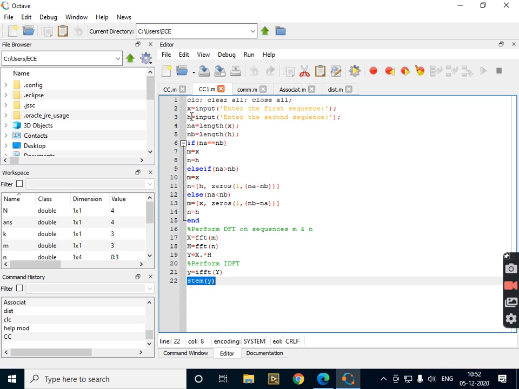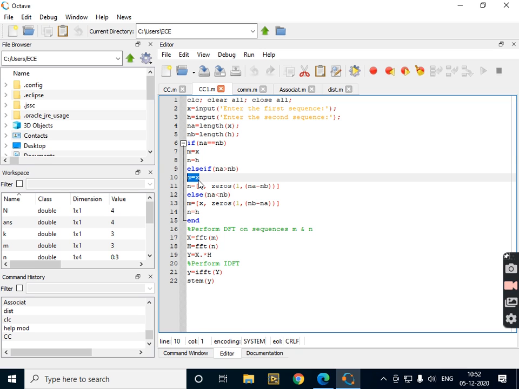If the length of the first sequence is more than the length of the second sequence, say the number of samples in the first sequence is 4 and the number of samples in the second sequence is 2, then the first sequence will be retained as it is. Now the if condition fails, since NA equals NB is false, so the program control will come to else if. It will check: is NA greater than NB? Yes, this becomes true. So the lines within this else if will be executed.